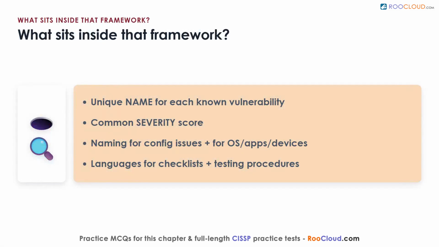What sits inside that shared framework? Several naming and scoring standards, each with a job. One gives every known vulnerability a unique name, so we all point at the same flaw. Another scores how severe a vulnerability is, on a common scale. Others name configuration problems and name operating systems, applications, and devices consistently. Two more provide languages, one for writing security checklists and one for describing testing procedures. Together, they are the shared dictionary and grammar of vulnerability work.